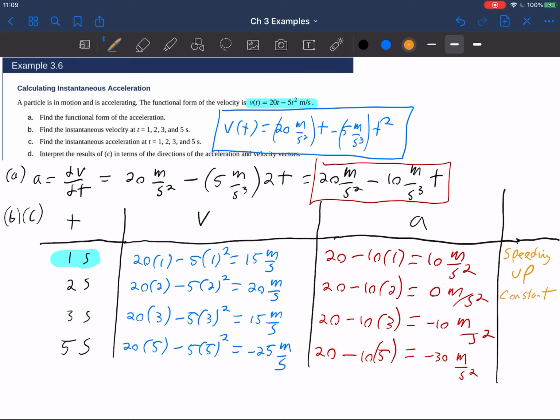At time equals 3 seconds, we have positive velocity but negative acceleration. So our acceleration vector is opposite our velocity vector. So the change in our velocity is opposite the velocity direction, so that means we're slowing down, right? Anytime your acceleration and velocity are pointing in different directions, that means you're slowing down.